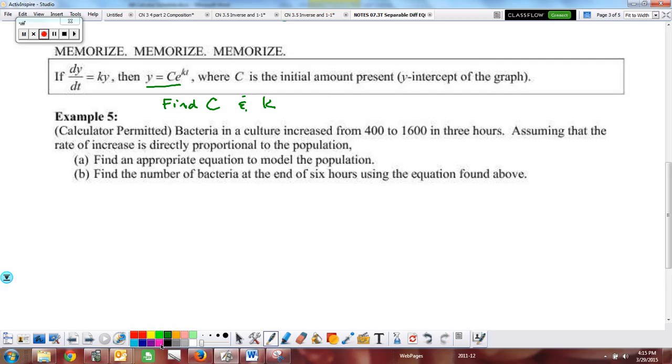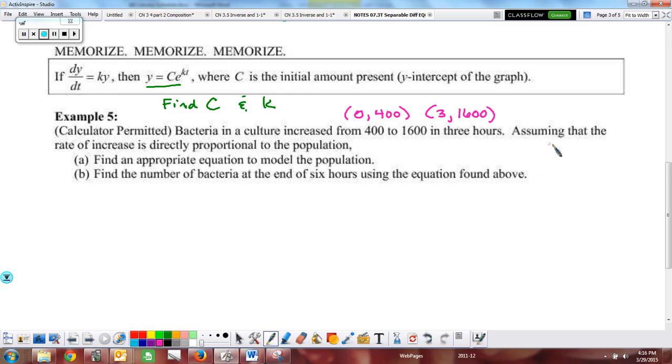So let's take a look at this. Like I say, this is so easy. It was something you did last year in pre-calculus. We have bacteria. It increased from 400 to 1600 in 3 hours. So we can assume that at time 0 we have 400, and at time 3 hours we have 1600. So they're giving you 2 points on the curve. Why did they give you 2 points? Because you have two constants you're going to find.